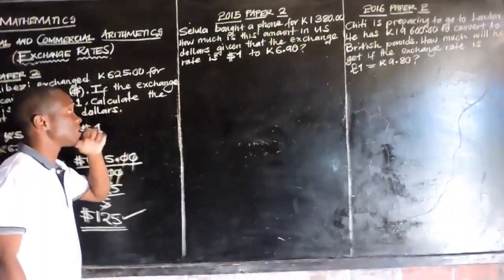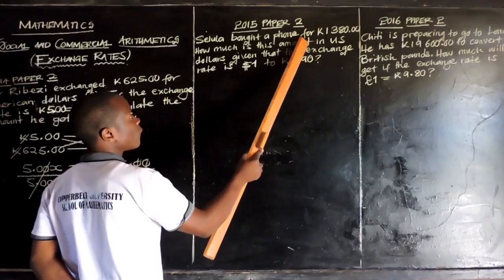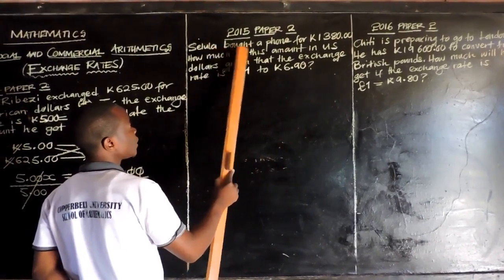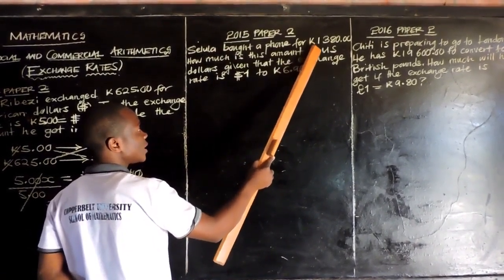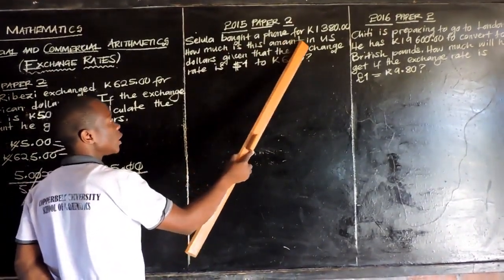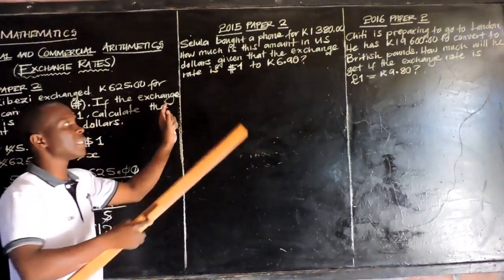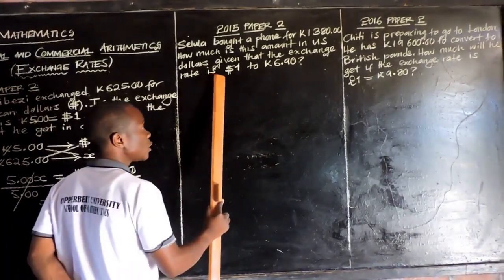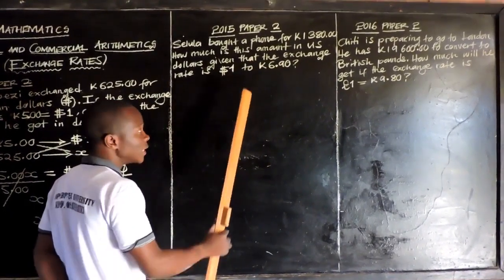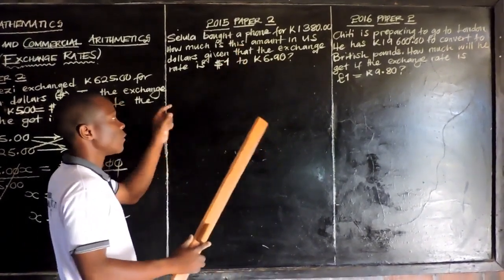As our second example, look at this one, guys. Cellular bought a cell phone for 1,308. Then they are saying, how much is this amount in US dollars, given that the exchange rate between the Zambian kwacha and the US dollar was 1 US dollar is equal to 6 kwacha 19 ngwe. Are we together, people? That was the exchange rate for this particular time.